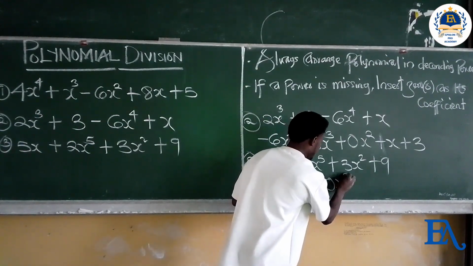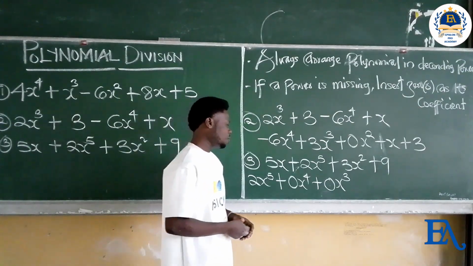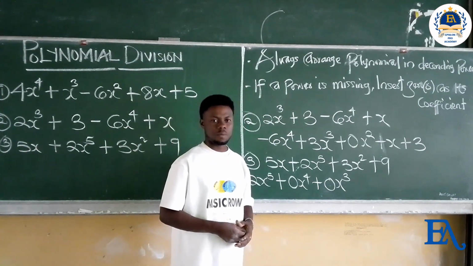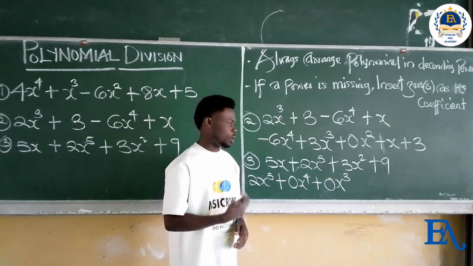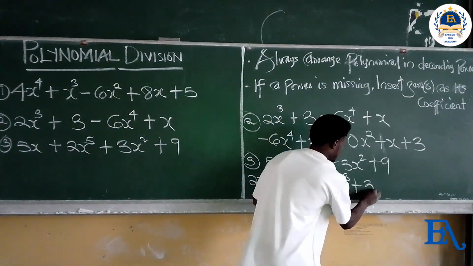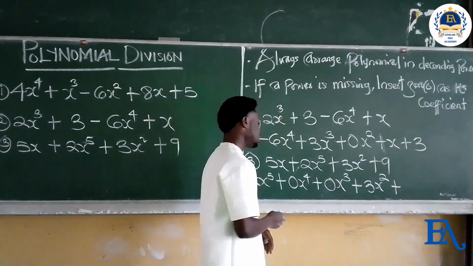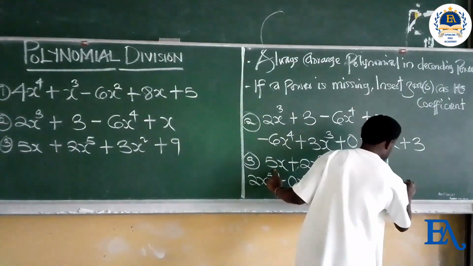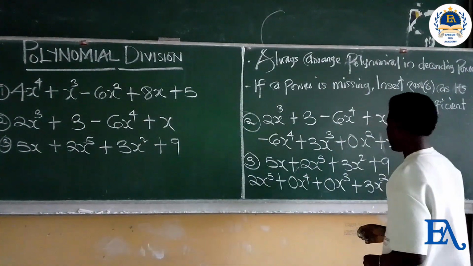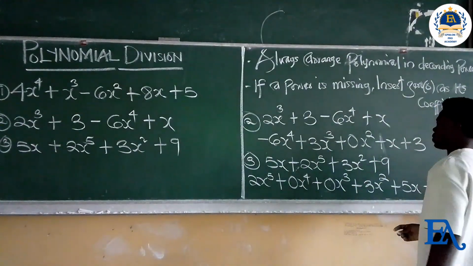So that becomes 0x raised to the power of 3. Since x raised to the power of 3 was not provided, we have to provide x raised to the power of 3 by attaching 0 as its coefficient. Next is plus 3x raised to the power of 2, plus next is raised to the power of 1, which is 5x, 5x raised to the power of 1, and x raised to the power of 0. 9x raised to the power of 0 is the same thing as 9.